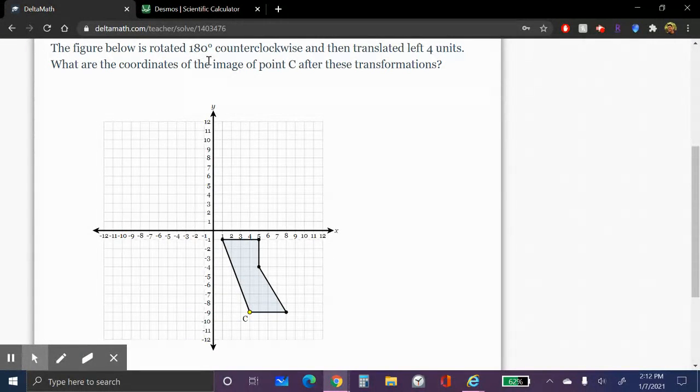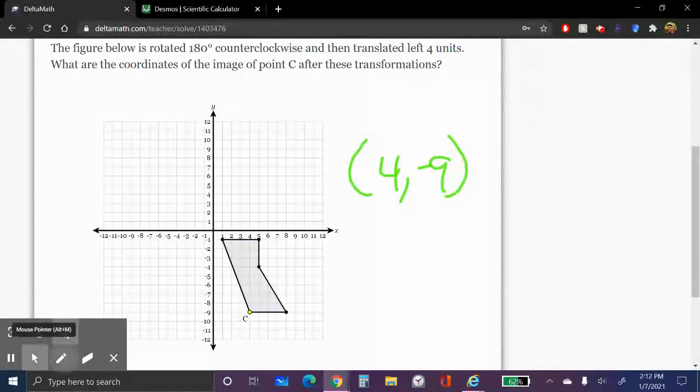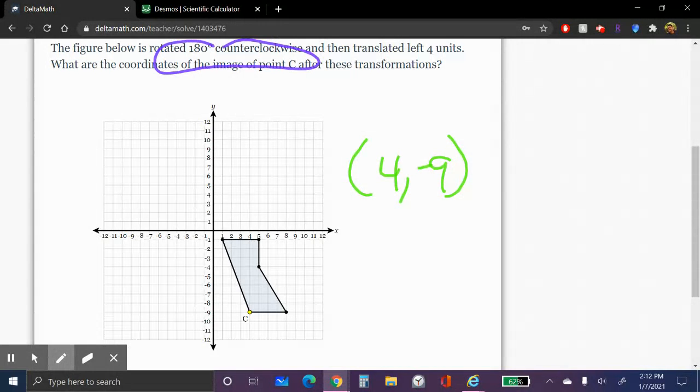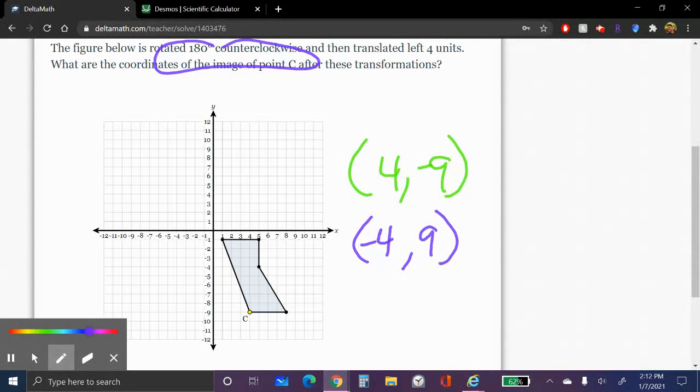All right. Rotated 180 degrees counterclockwise. So this point right here, (4, -9). When it's rotated 180 degrees counterclockwise, that means I change the signs of both of them. So you have (-4, +9). And then it's translated left 4 units.